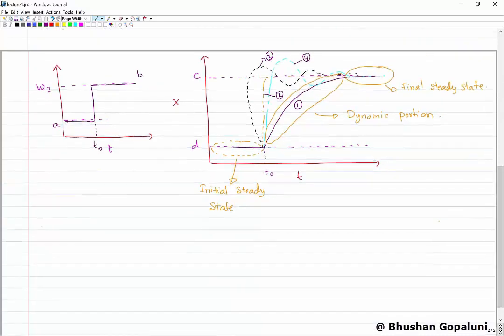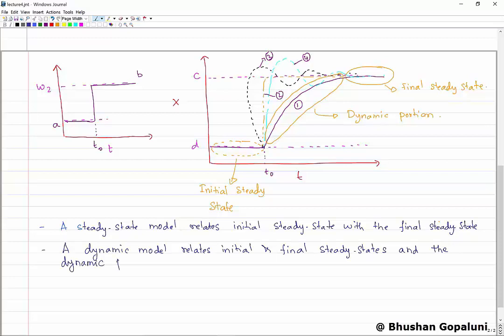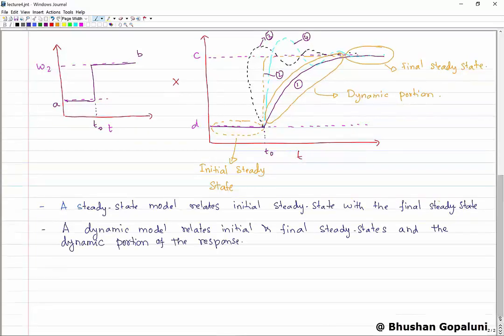A steady state model simply relates the initial steady state to the final steady state. It has no information about how fast a process or a variable moves from its initial steady state to the final steady state. On the other hand, a dynamic model not only relates the initial and final steady state, but also the dynamic portion of the response. And this information about the dynamic portion of the response is essential to design controllers.